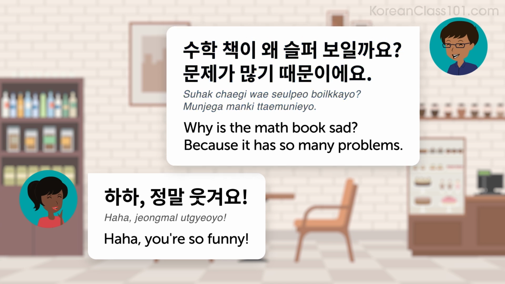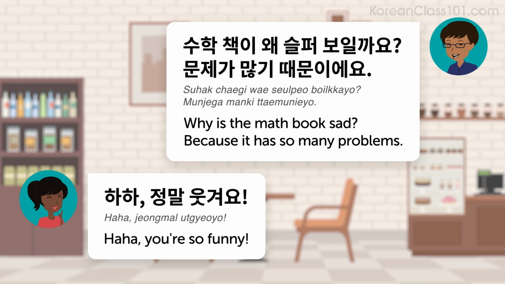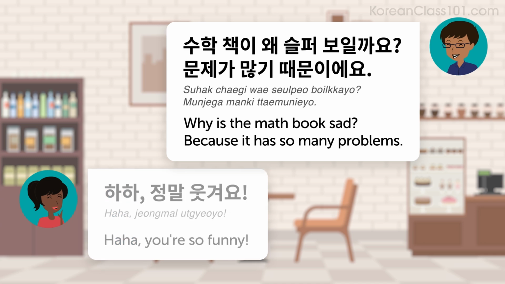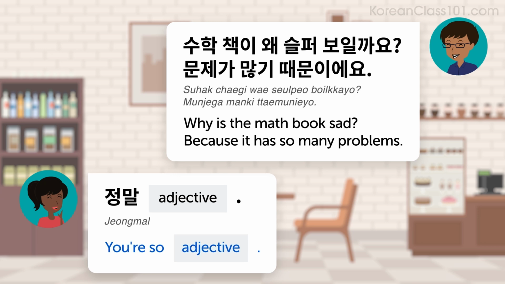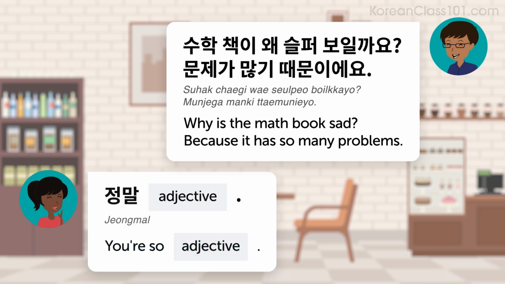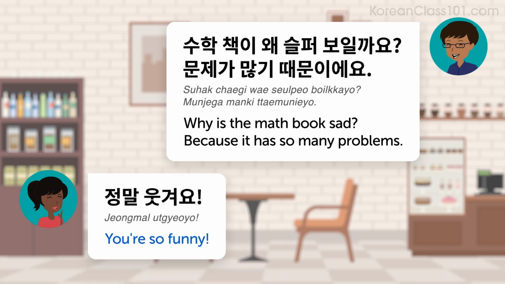Now, how do you react to a joke? First, you'll need to learn how to say ha ha. That's 하하. Then you'll need to learn how to say you're so adjective. The pattern is 정말, adjective. This Korean sentence literally translates as really adjective. But it means you're so adjective. For example, you're so funny. 정말 웃겨요.